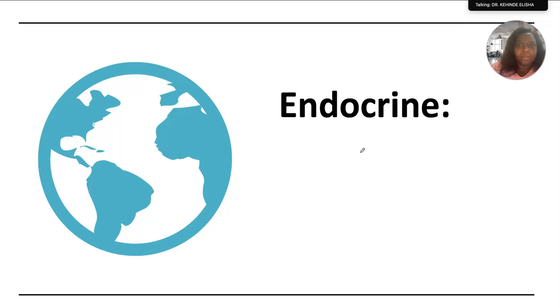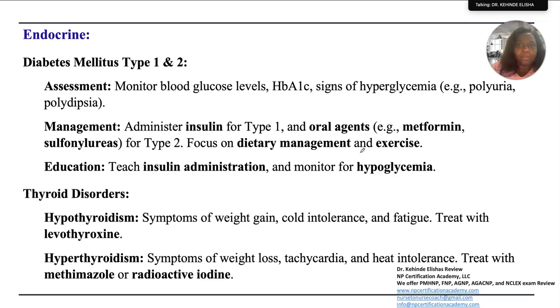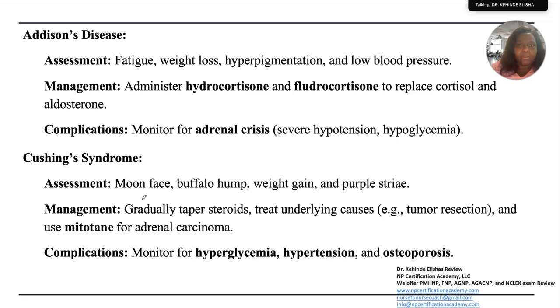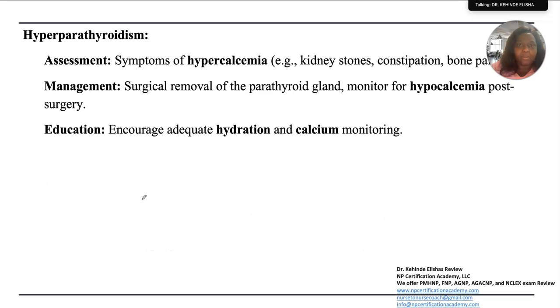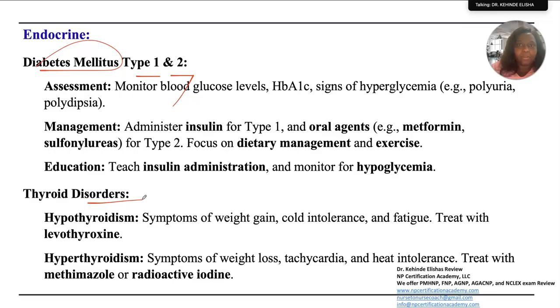The very last body system we're going to talk about right now is the endocrine system. When we talk about the endocrine system, what are we talking about? We're talking about diabetes, type 1 and type 2. We're talking about thyroid disorders, Addison's disease, Cushing's syndrome, hyperparathyroidism. All right. So now let's first of all go to diabetes insipidus, diabetes mellitus.